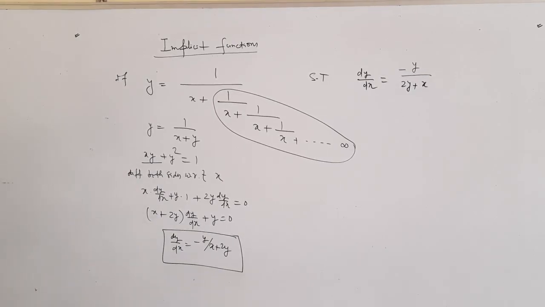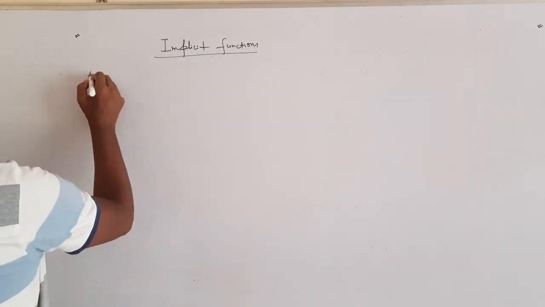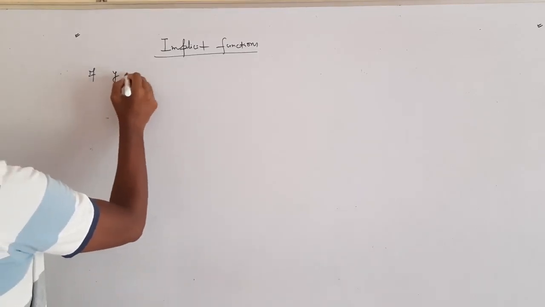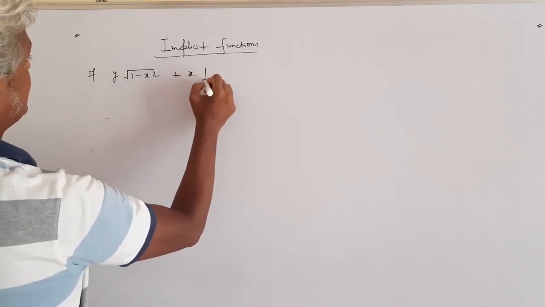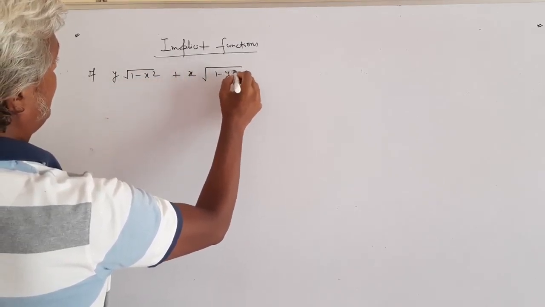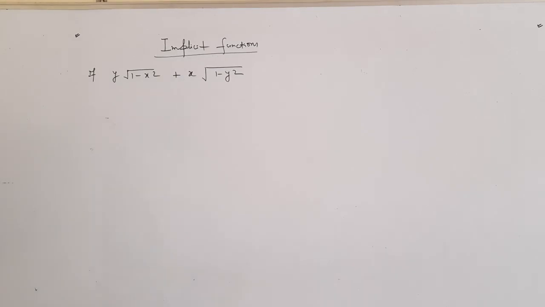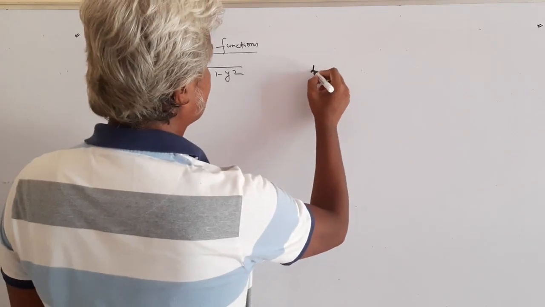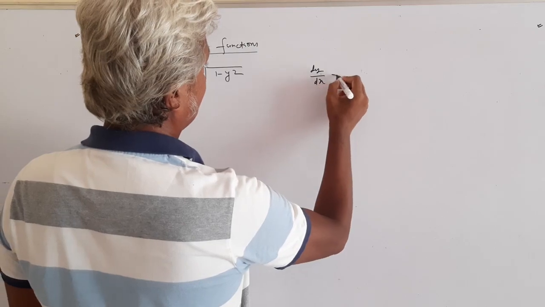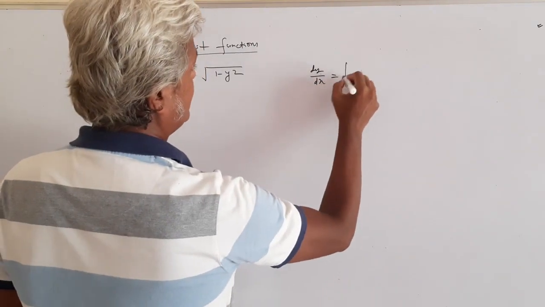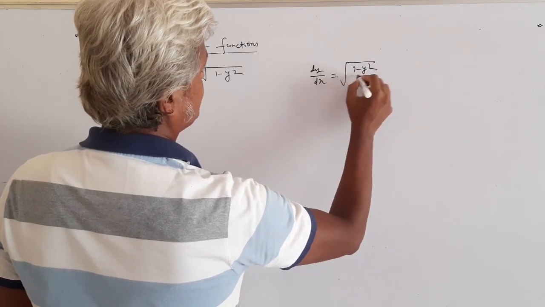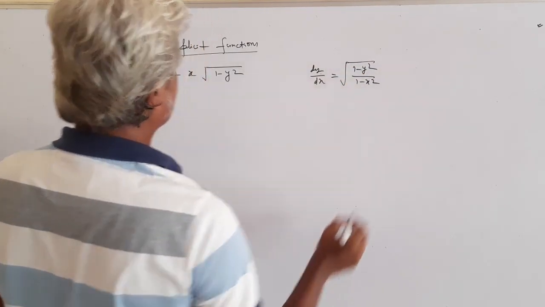Now I'll take one more question to explain the thing. So now I have another question which goes like this. If y equals x under root 1 minus x square plus x under root 1 minus y square, then dy by dx equals under root 1 minus y square over 1 minus x square.